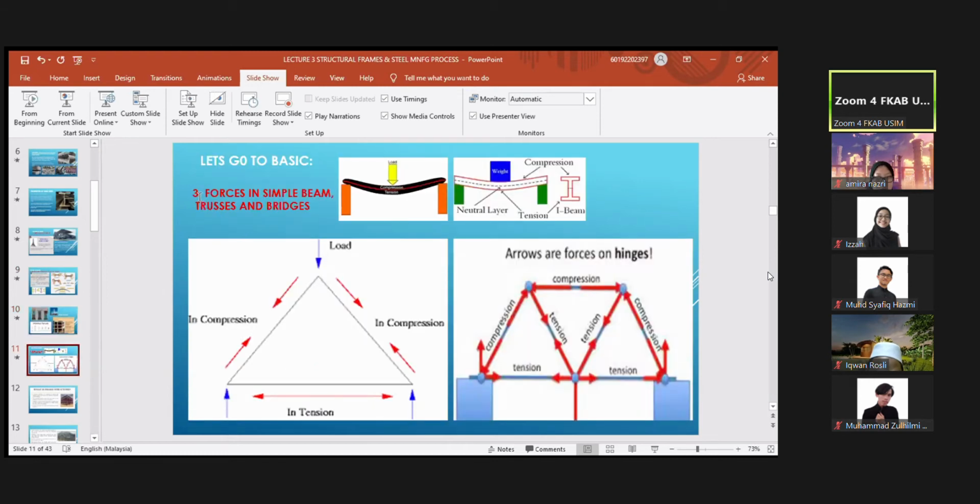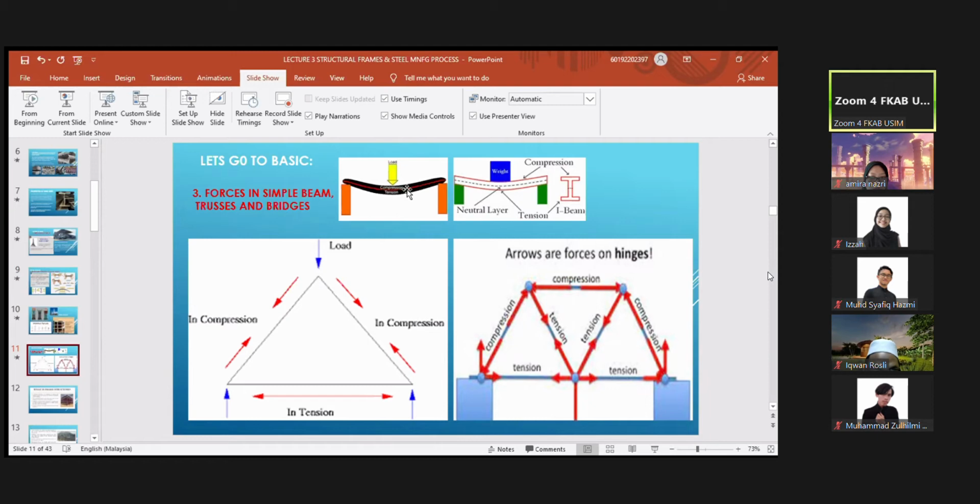That's another one about structure forces. These are structure forces in simple beams, trusses and bridges. So these three concepts of understanding structure are applied to almost all frame structures. You have a support, and you have a beam, and there's a load on top here. Then the inside here is compression, and the outside here is tension, it's the tarik, it's pulling.